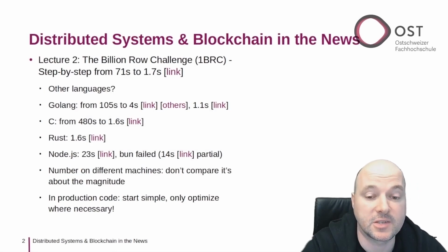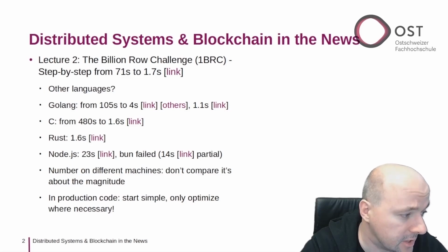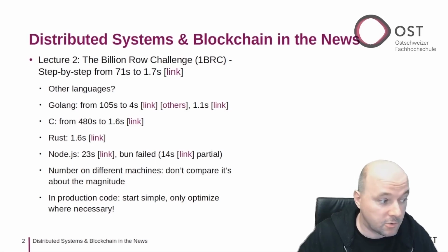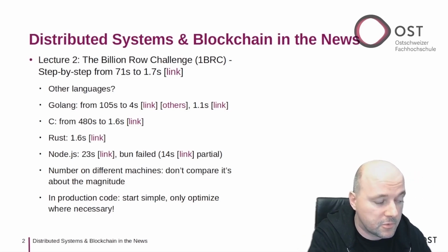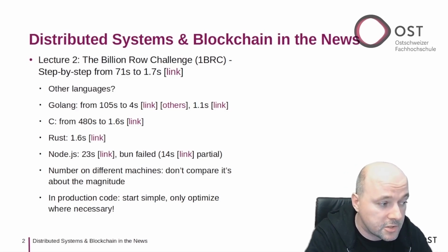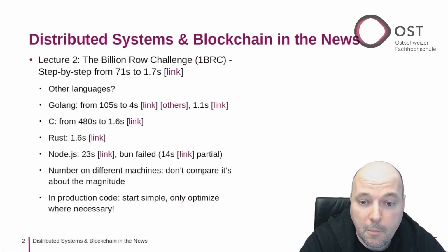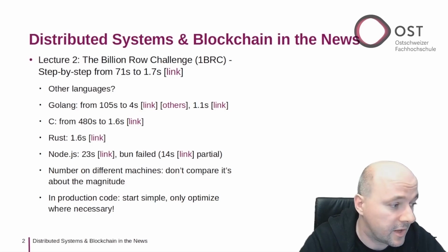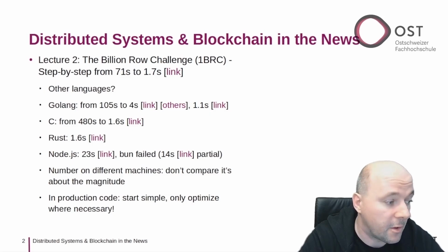Of course, these numbers cannot be compared, but it's at least interesting to see the magnitude because the testing was done on different machines, different setups. Some tricks were possible in one language, some were not possible in other languages. So the comparison is not really fair, but it shows that if you look at, for example, the C code and the Rust code, those are low-level languages and they're pretty fast.